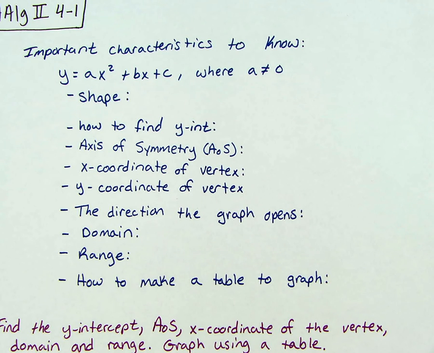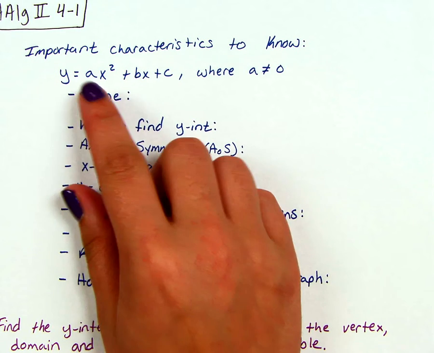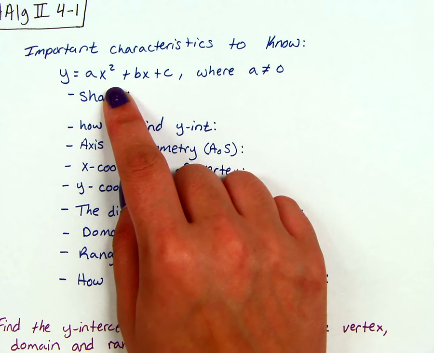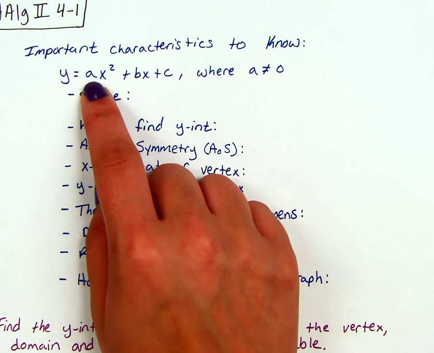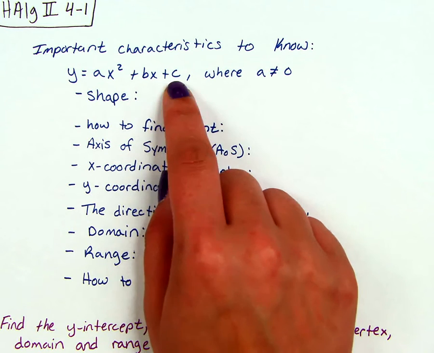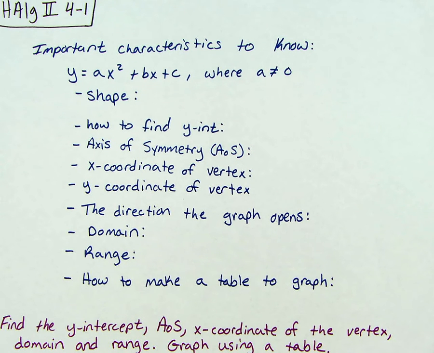Now, before we move on, we also need to talk about some of the other important characteristics that we need to know about quadratics. So again, this is our standard form. And if it's going to be a quadratic equation, that means a can't be 0. Because if it's 0, this term is no longer there, and then it's going to be a linear equation. Okay? So a can't be 0 in this form.